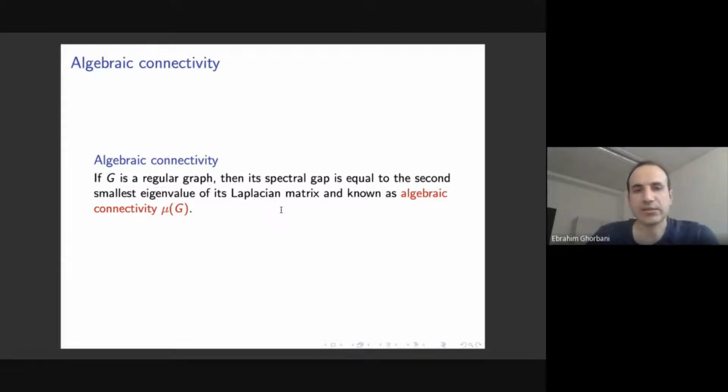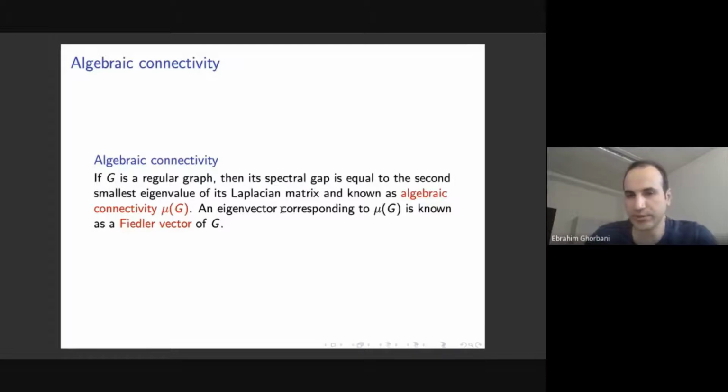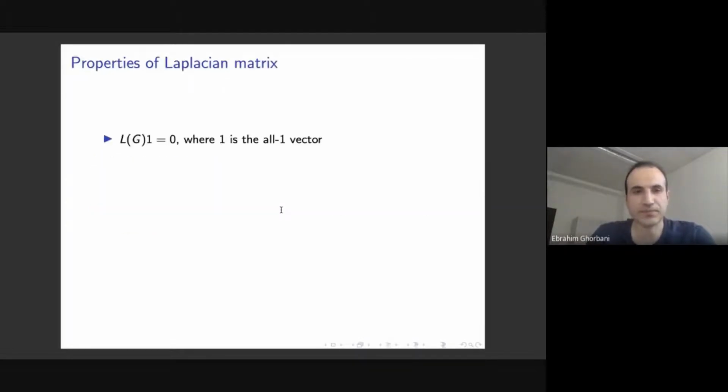So it is very easy to see that the spectral gap of the graph is equal to the second smallest Laplacian eigenvalue, which is called the algebraic connectivity. This only holds for regular graphs. An eigenvector corresponding to the algebraic connectivity is called a Fiedler vector of G.